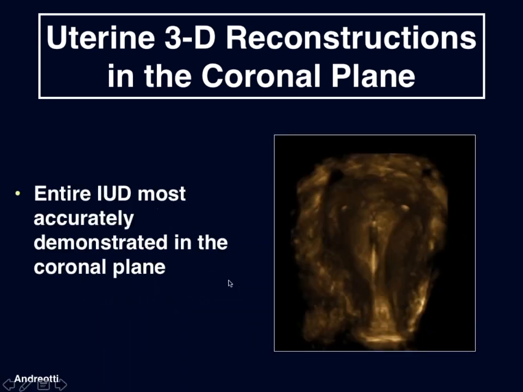And then here we can see in the coronal plane an IUD normally located within the endometrial cavity, the arms within the fundal cavity, the shaft within the mid and upper cavity. So here the entire IUD can be demonstrated on a single image, whereas using 2D imaging, this is not possible.